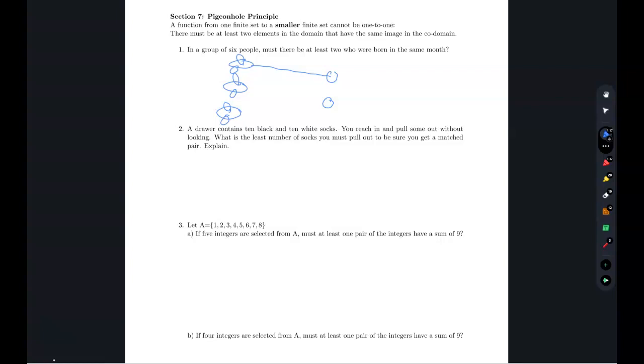So one of the holes is going to be crammed with 2 pigeons because there are not enough holes for the pigeons. So when the domain is larger than the codomain, then for sure you're going to have 2 birds in one hole. That's the main idea. So you can think of the birds and the holes.